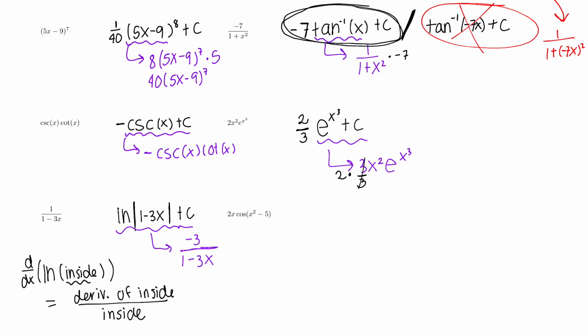But I want this to be a positive 1 up here. So I know this is going to have to have a negative out front, right? Because I need this to be a negative 3, I need it to be a positive 1. So negative, negative, those would cancel. And then to get the 3 to cancel, we would need to multiply by negative 1/3 because the negatives would cancel and then the 3's would cancel. So this would be negative 1/3 ln of absolute value 1 minus 3x plus c.